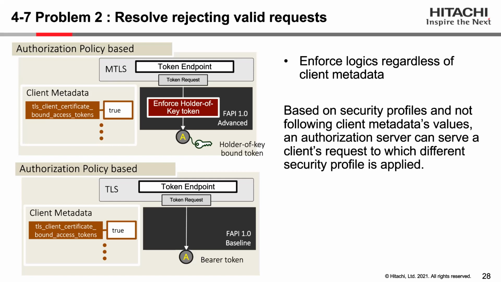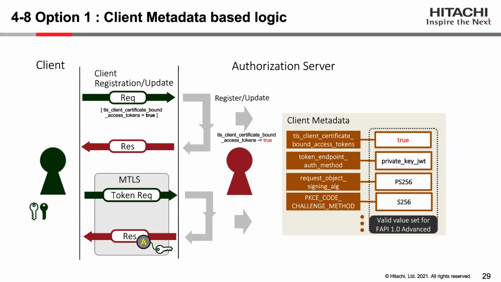Considering that point, I would like to take three options and consider which option might be appropriate to which situation. At first, option 1. It is the same as the assumption I made at the beginning of this talk. The auth server processes the request from the client based on its client metadata. For example, in this slide, the FAPI 1.0 advanced security profile should be applied. So its client metadata's values must be set to meet these requirements of FAPI 1.0 advanced.